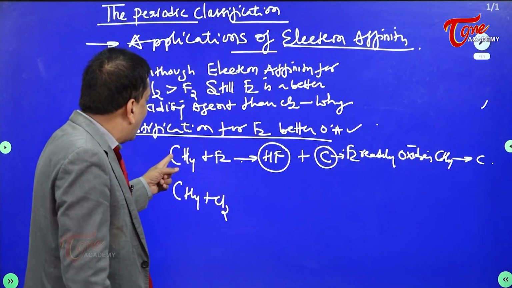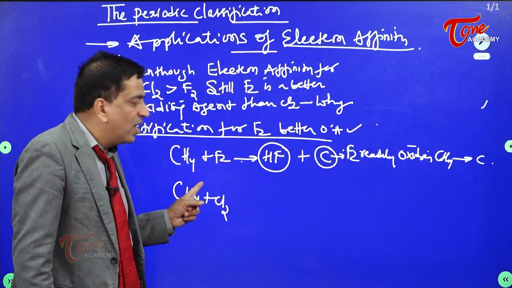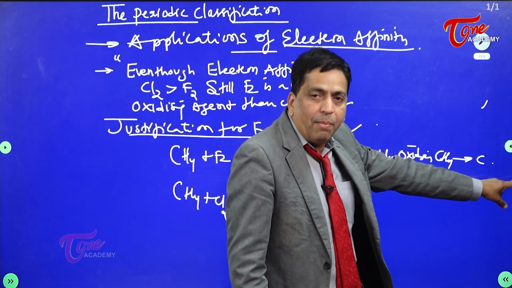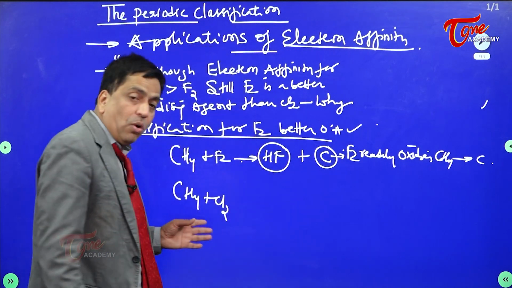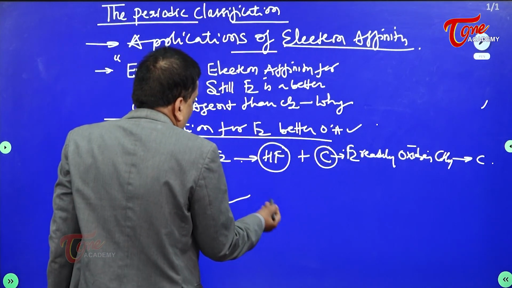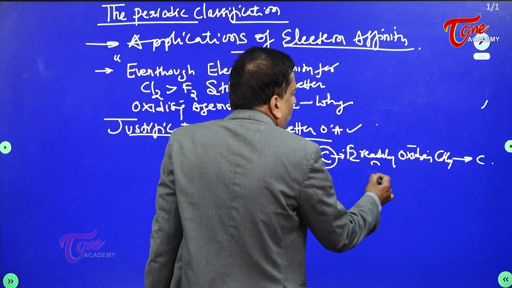You can see that the carbon has lost all the 4 hydrogens and it is oxidized to what? Carbon, making it a powerful what? Oxidizing agent. Look into this, methane with chlorine. It gives a lot of things. It goes very slow, and this reaction is absolutely spontaneous.